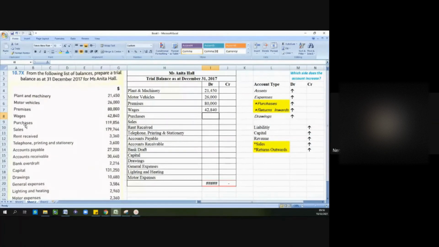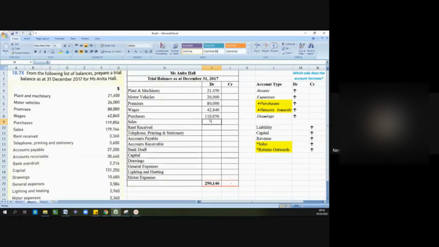Purchases is an asset account, but it has a unique rule, right? However, they increase on the debit side. So in this case, purchases will also have the balance brought down on the debit side. If you see me punching in the wrong number, let me know. Where are my purchases? The next one is sales, okay?